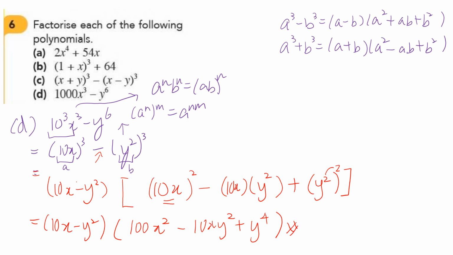10x minus y squared, then bracket 100x squared. I used the formula wrongly. Oh, I'm sorry. You see, I also can make mistakes, so we need to be very careful. The formula is a minus b, then a squared plus, this one is plus, okay? So can you see the importance of memorizing the formula correctly? Okay, this is plus. Alright, 100 plus. Yep, we are correct now.